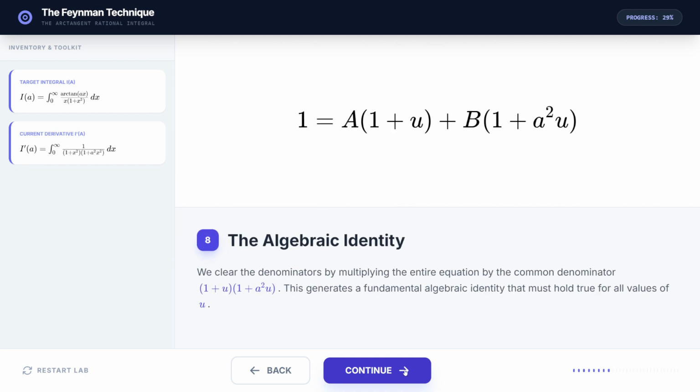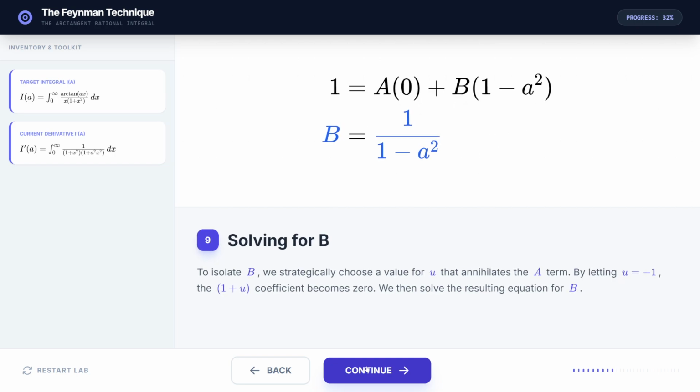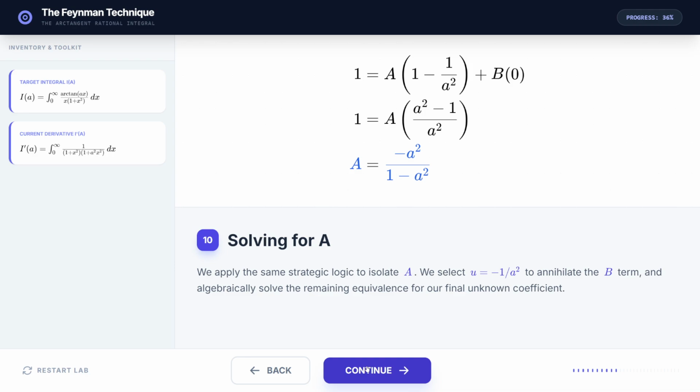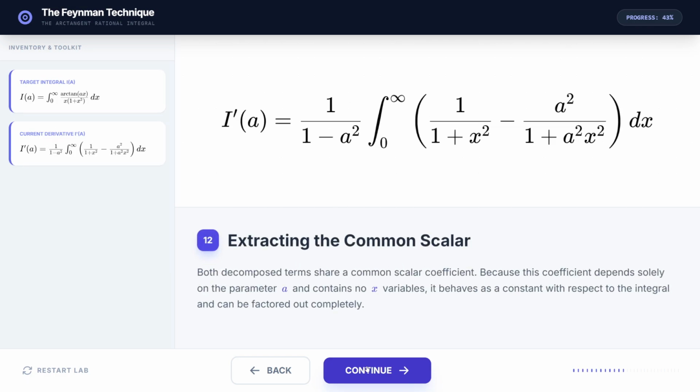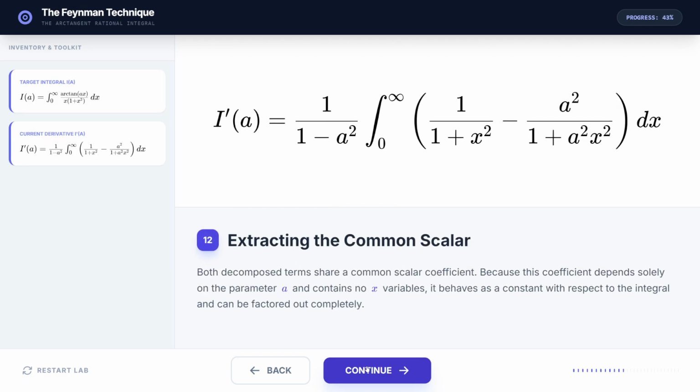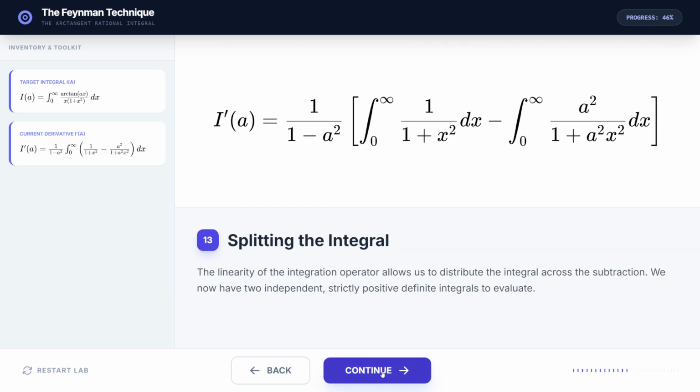So here's the steps. First step, second step, pause if you'd like. Third step, continuing. And finally, after all the algebra, factoring, and simplification, we end up with this, a constant multiple outside of two integrals. All right. So this is our I prime of a as it stands right now.